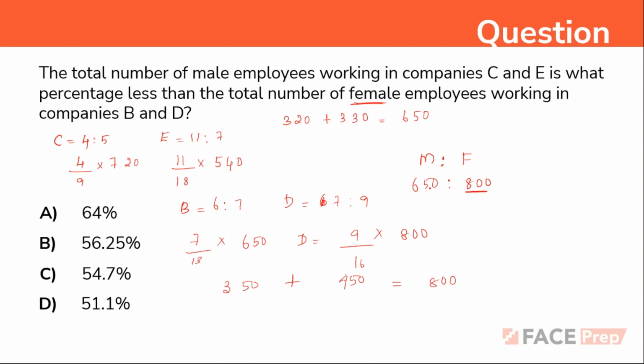So this one is going to be the base value. Percentage is equal to my difference divided by base value into 100. Here they have given the options wrong, people. So the difference is 150 divided by base value 800 into 100. So 150 divided by 8, which is around 18.75%.